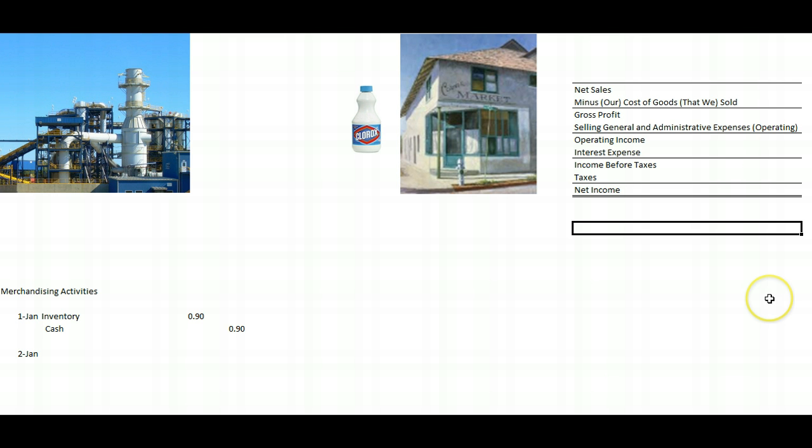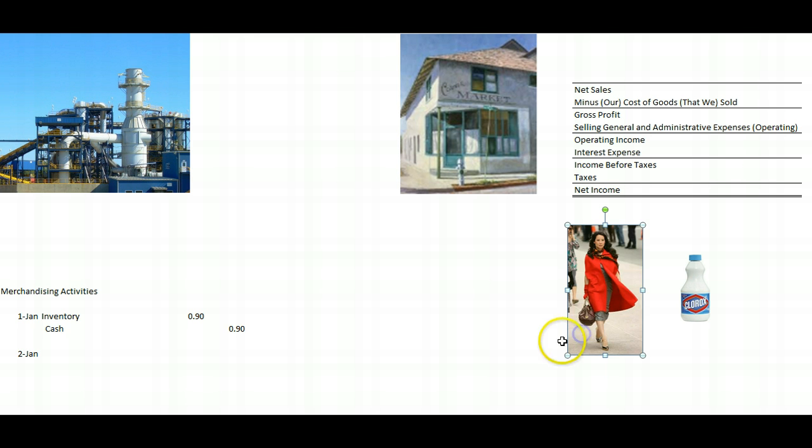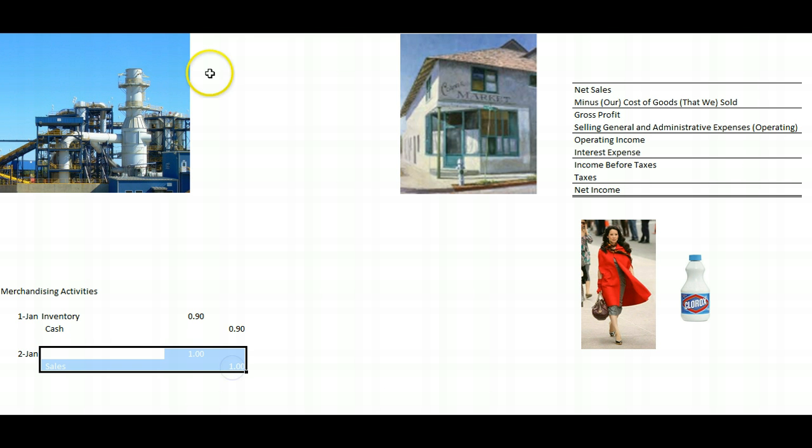Now let's assume a customer comes into our store and wants to buy that bottle of bleach. And let's assume that she is going to pay cash. So let's first of all book the sale. What's happening to cash from our point of view? It's going up. So we debit cash for $1.